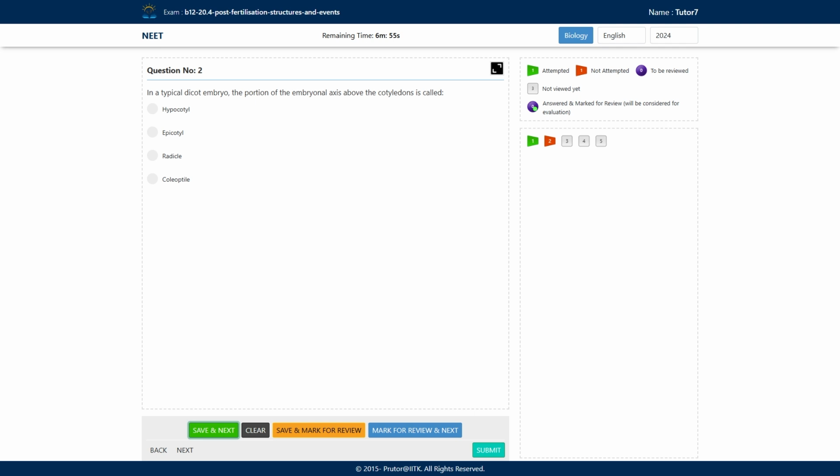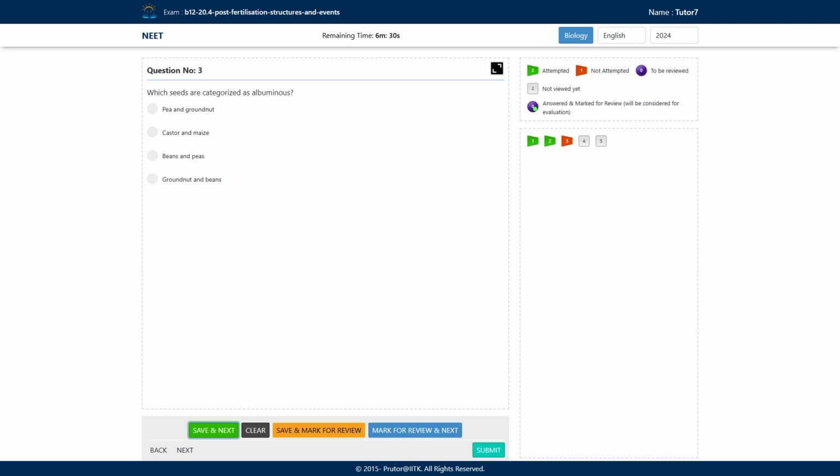The portion of the embryonal axis just below the cotyledon is called the hypocotyl, and the portion of the embryonal axis above the cotyledon is called the epicotyl. So you all have given option B as the correct one. So I'll opt for it and move to our next question.